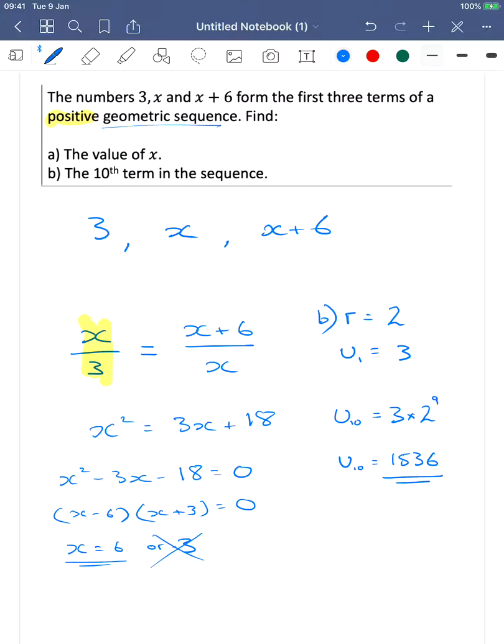So that's just me going through a couple of different types of questions that we might get with geometrics. We'll have a go at some of these when I see you next. And I'm going to stop my recording.